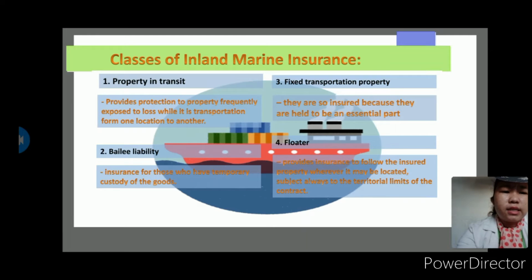So this provides insurance to follow the insured property wherever it may be located, subject always to the territorial limits of the contract. So in inland marine insurance, the term is used in the sense that it is a floater, so it follows the insured wherever it is located.